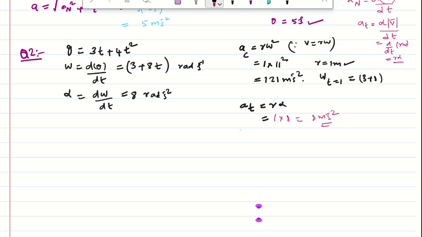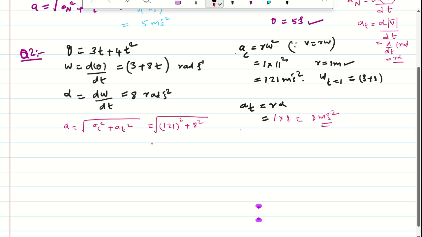So now next they can ask for the acceleration of the particle at t equal to 1 second or t equal to 2 seconds, whatever the time given. So these two are AN and AT. Therefore acceleration is equal to root over AN square plus AT square. Substituting, 121 whole square plus 8 square, so finally it is equal to 121.26 meters second power minus 2. So these are the questions that can come up.